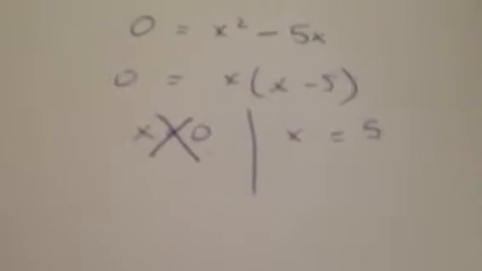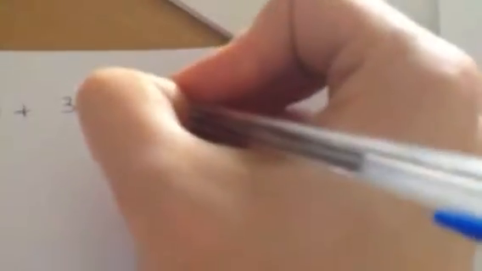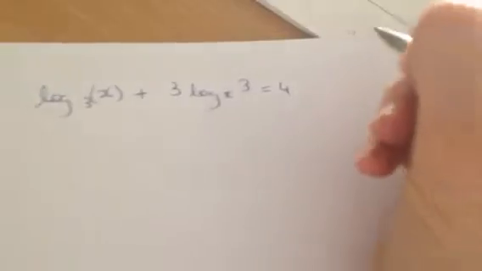Now, so they're the rules. The worst, or the hardest possible question I could probably get with a change of base question would be something like log of x in the base 3 plus 3 log 3 in the base x is equal to 4.